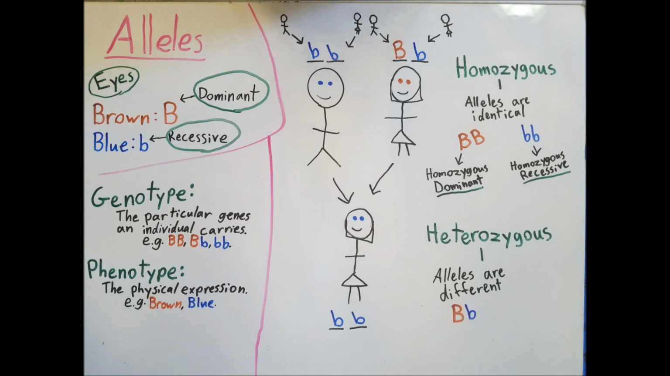So in this diagram, the dad would have the homozygous recessive gene, and the mom would have the heterozygous gene. And their daughter would have the homozygous recessive gene as well, just like her father.